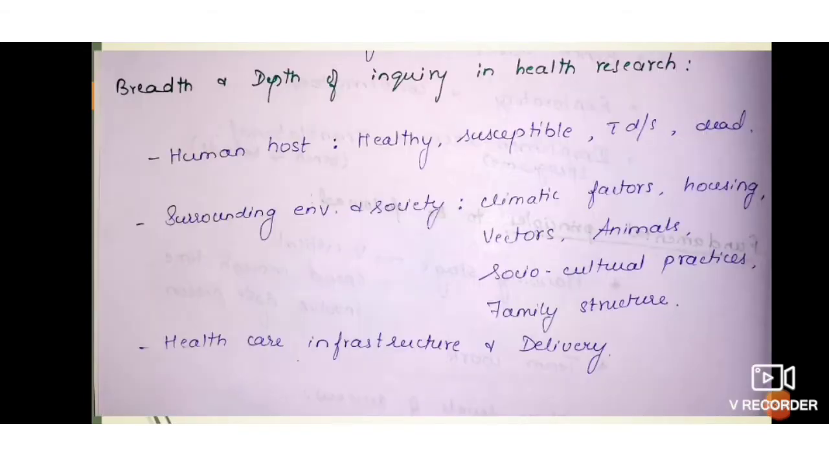Looking into the breadth and depth of the inquiry of the researchers, it starts from the human host, that may be healthy or susceptible or some diseased persons, or even deceased persons, by means of history taking or tracing out their reports. And then comes the surrounding environment and society, which includes the climatic factors, housing, vectors, animals, sociocultural practices, family structure and all. And comes the healthcare infrastructure, the hospitals, the facilities, the inpatient facilities, and the delivery of certain national health programs, and so on.